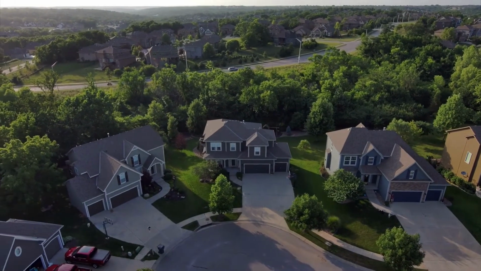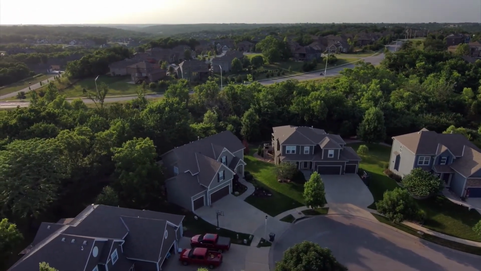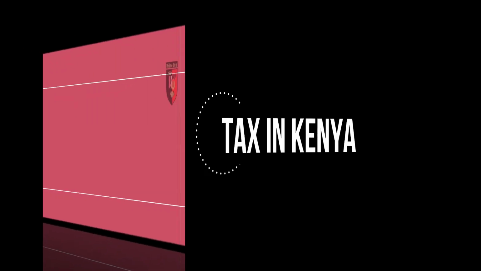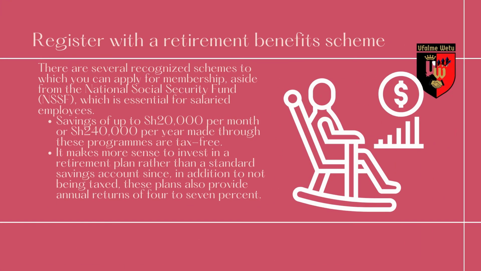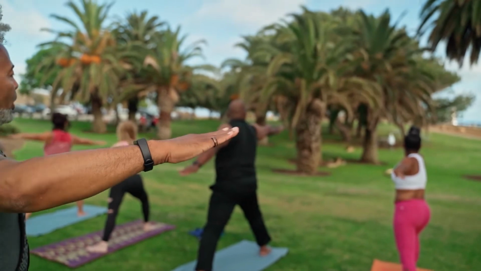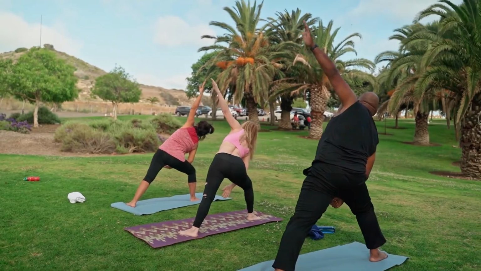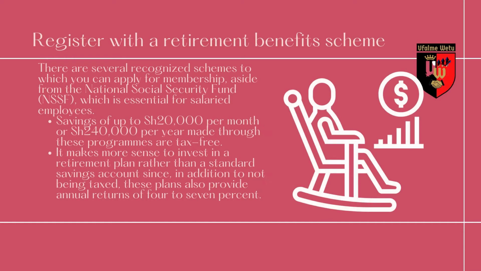The second way to reduce your tax is to register with the retirement benefit scheme. Already there is the mandatory scheme that we deduct towards, that is the NSSF, but there are several recognized schemes to which you can apply for membership aside from the NSSF, which is essential for salaried employees. Savings up to 20,000 per month made through these programs are tax-free. So you'll be allowed to deduct up to 20,000.